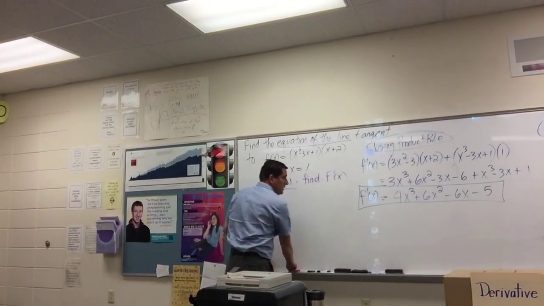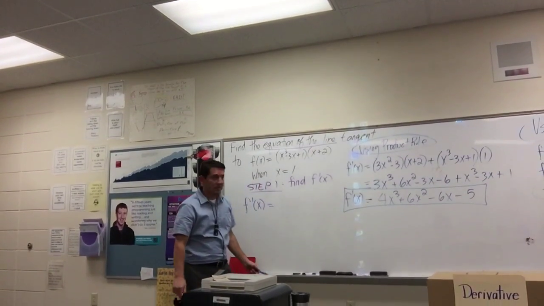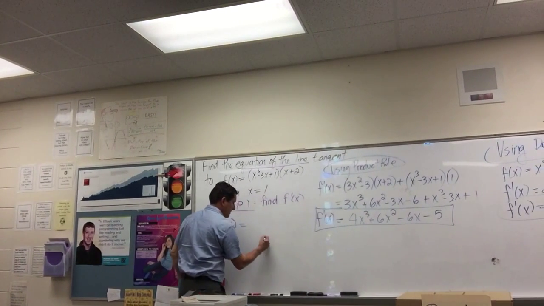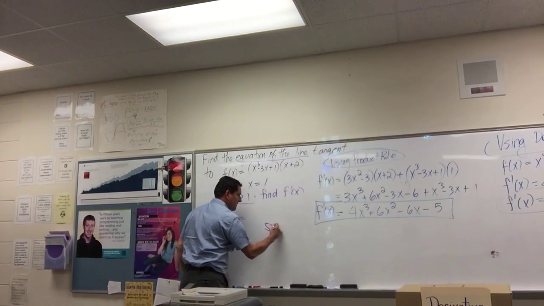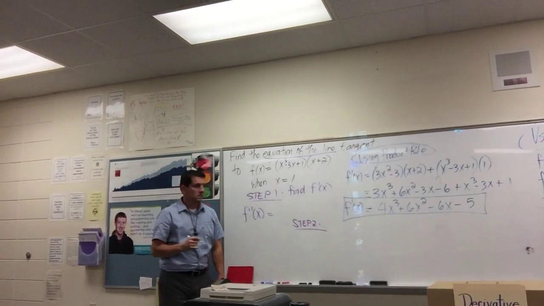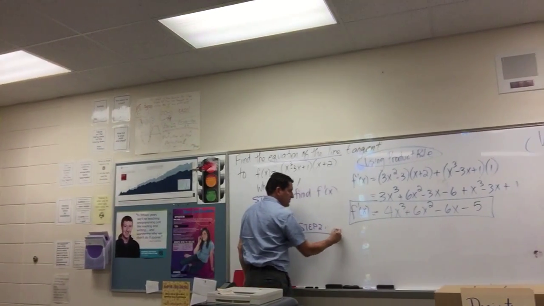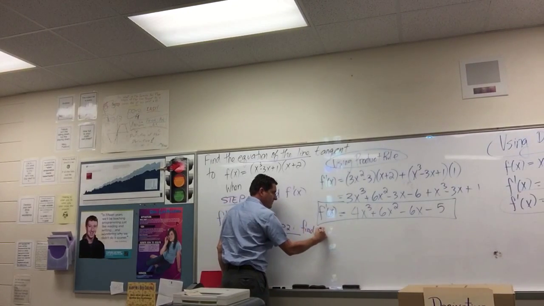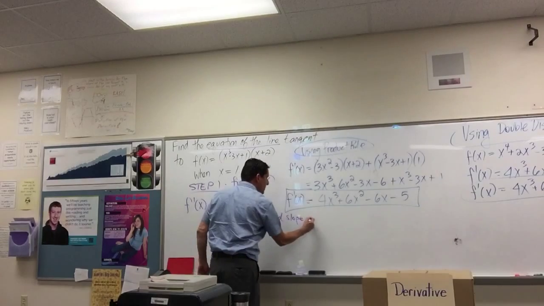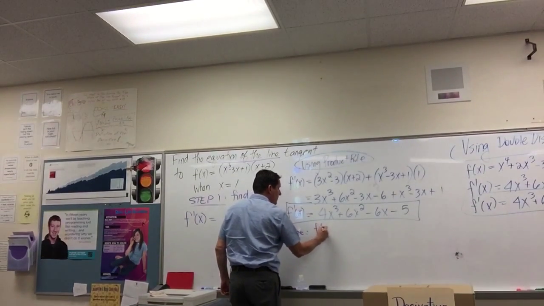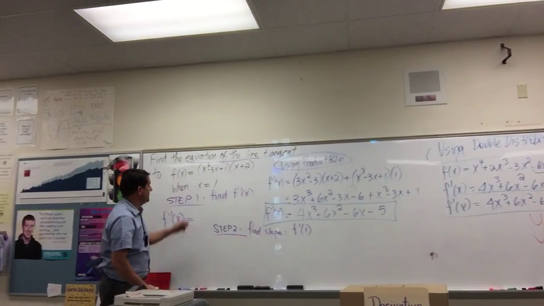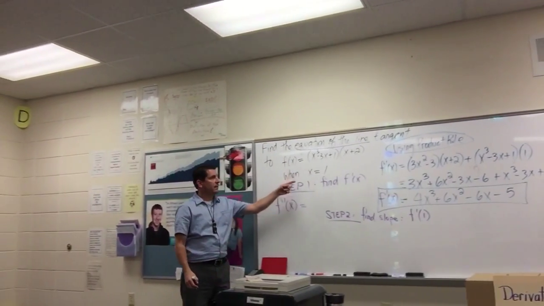Okay, we needed more than the board, just so you know. All right, step two. What would step two be? Okay, so we're going to find slope. Now when we find slope, what we're really doing here is finding f prime of 1. That's the slope. We want to find the derivative when x equals 1.